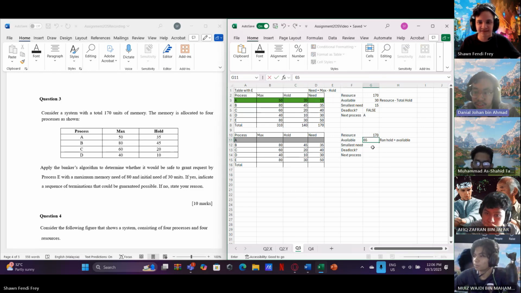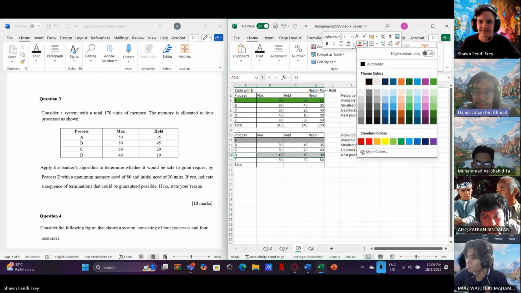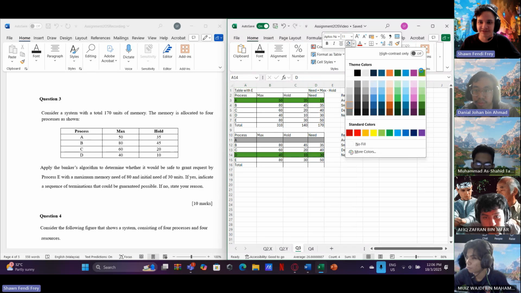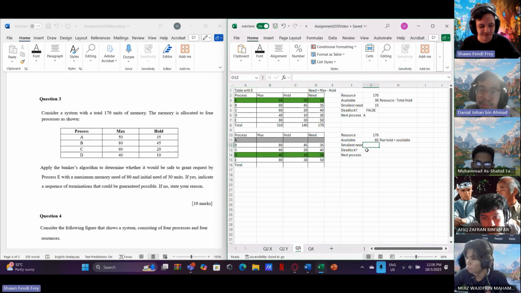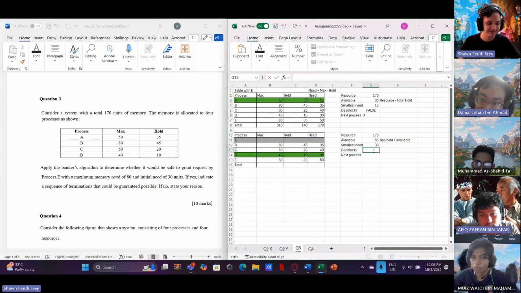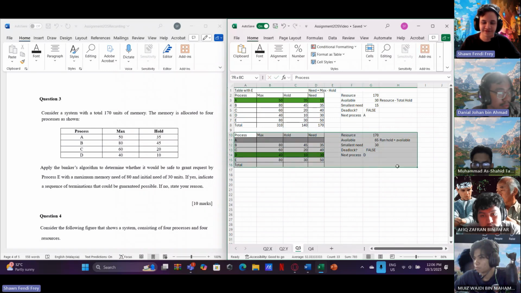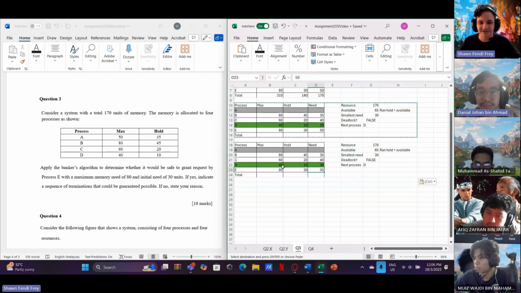Okay, smallest need from here is D, so 30. Deadlock, no. The deadlock does not occur also since the D. Alright, we continue again. This will take a while. Run again.